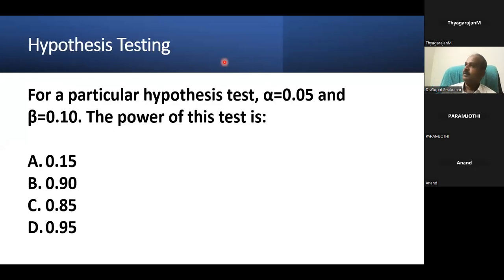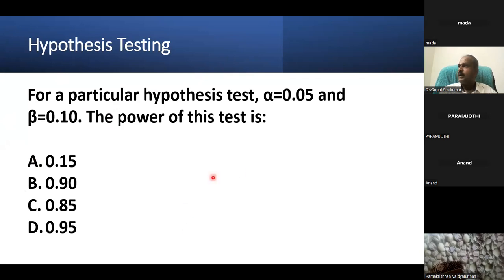Now tell me, for a particular hypothesis testing, alpha equal to 0.05, beta equal to 0.1, what is the power of the test? 0.9. Right? And for the same situation, what is the confidence level? 0.95. So if beta equals 10%, power of test will be 90%. If alpha equals 5%, confidence level will be 95%. Here power is asked, so the answer is B.